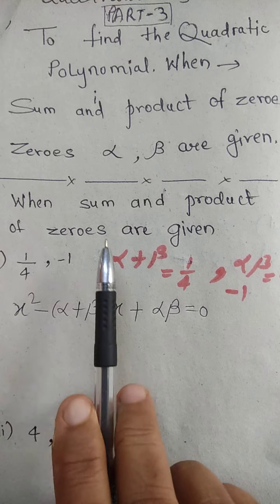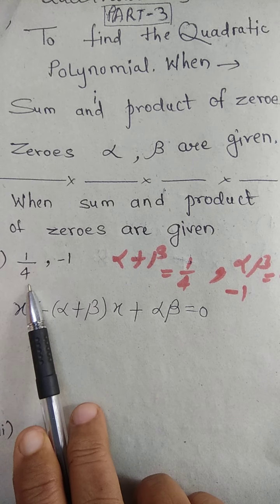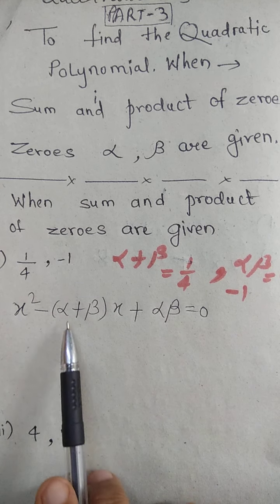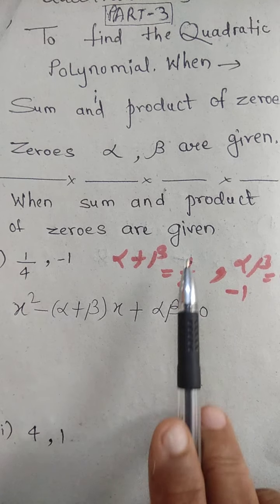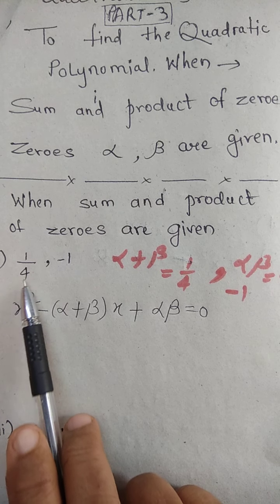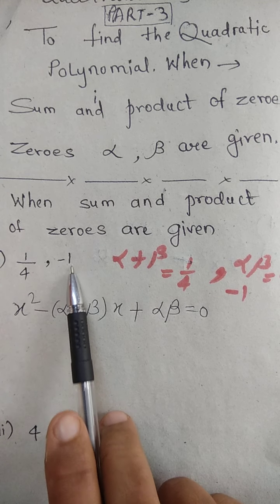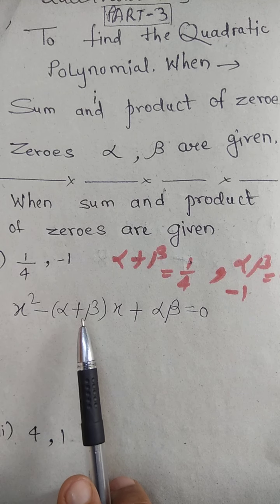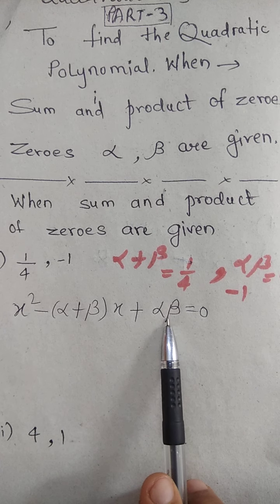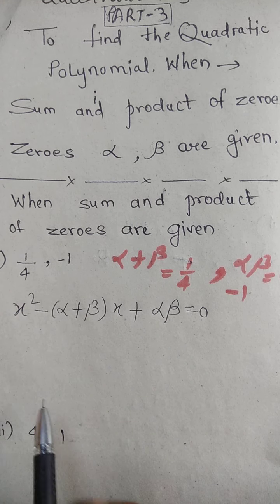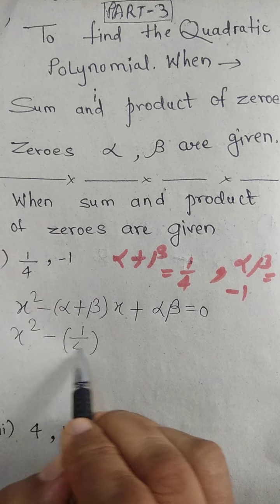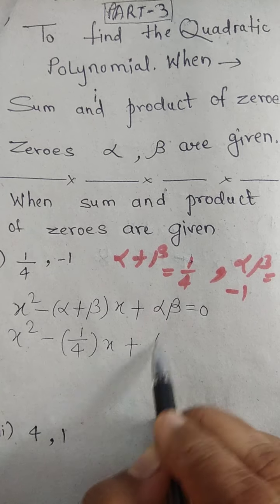Now simply here sum is given as 1 by 4, means directly they have given sum of roots, that is alpha plus beta, and here product is given, alpha into beta, that is minus 1. What we have to do? We have to just simply substitute the value of alpha plus beta here and alpha into beta here and calculate. So let us substitute the value. X square minus alpha plus beta, which is given as 1 by 4, x plus product, which is given as minus 1.